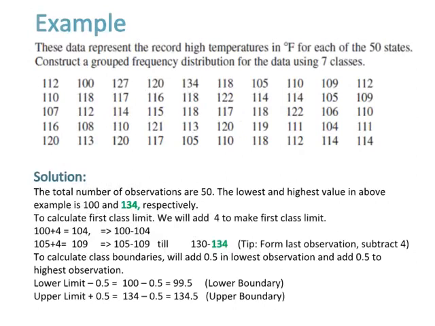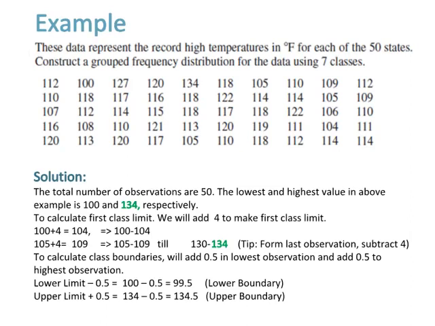Example: these data represent the record high temperatures in Fahrenheit for each of the 50 states. Construct a grouped frequency distribution for the data using 7 classes. Solution: the total number of observations is 50. The lowest and highest value in the above example is 100 and 134, respectively. Then find the range, which is subtracting 100 from 134 to get 34. After that you will find the width by dividing 34 by 7 classes, given in the question, which is equal to 4.9.